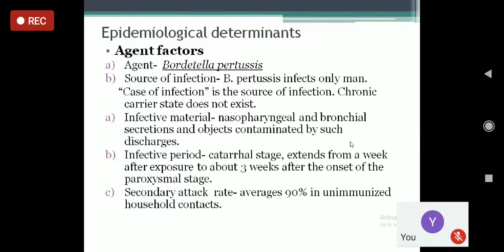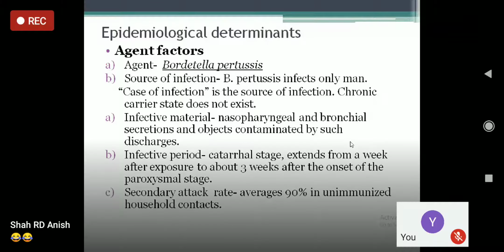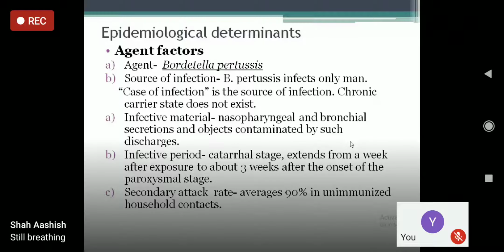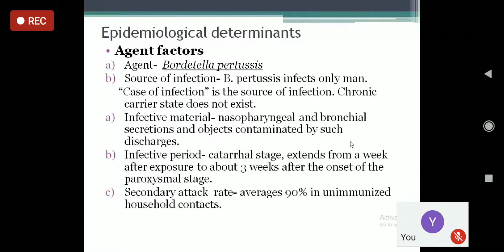Then the infective period. There are 3 stages. The infective period is the catarrhal stage, this initial stage, which extends from a week after exposure to about 3 weeks after the onset of the paroxysmal stage. So this infective period is from as soon as the child is exposed to the bacteria up to 3 weeks after the onset of the paroxysmal stage. The child is infective and can infect others. From the day the child is exposed to bacteria until the child develops signs and symptoms, and then once the child develops signs and symptoms until 3 weeks after that, the child will be infective.